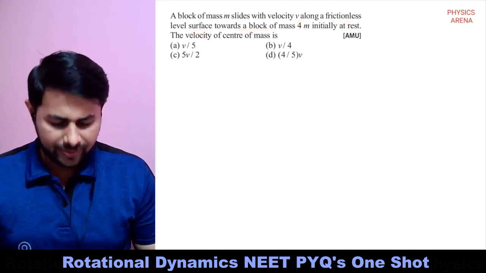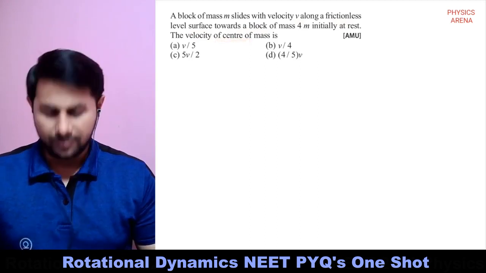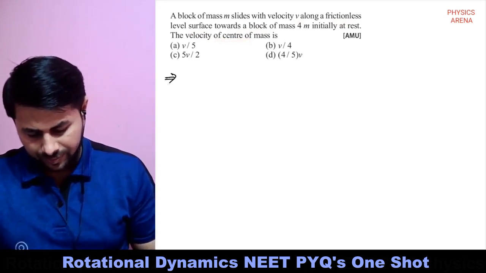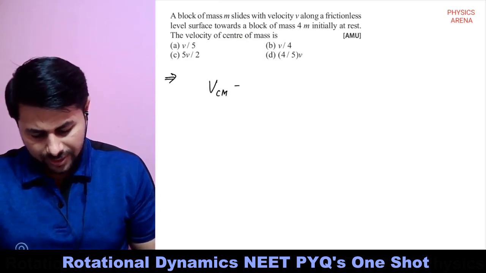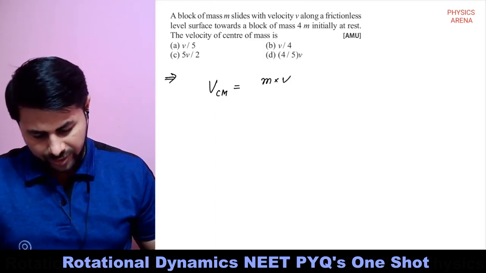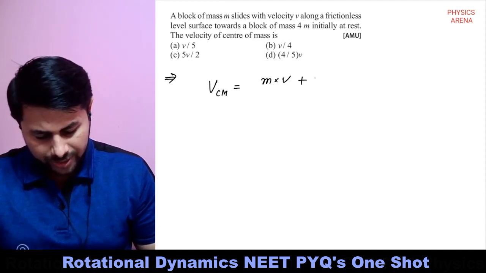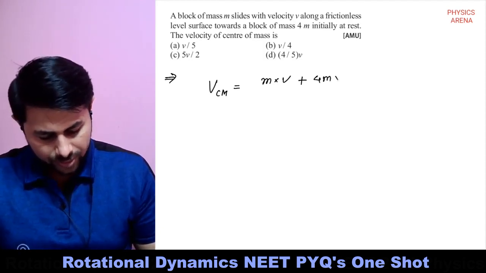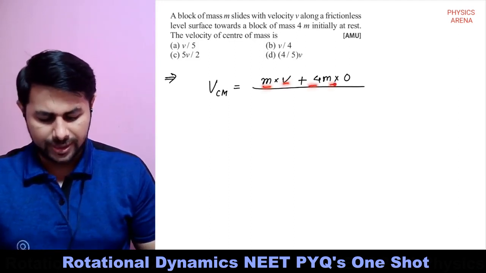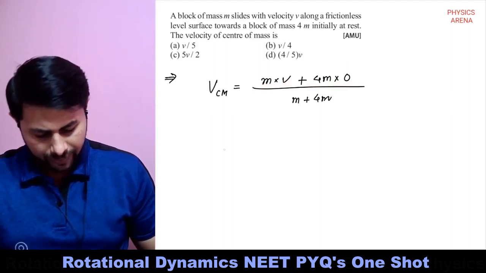a block of mass 4m initially at rest. The velocity of center of mass is. So this one is simple, right? So velocity of center of mass: block of mass m moves with velocity v along a frictionless surface towards a block of mass 4m whose velocity is 0. Okay, so (m1 v1 + m2 v2) divided by (m1 + m2), which is m plus 4m.